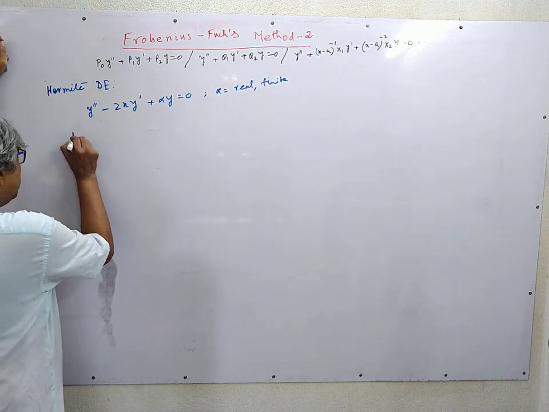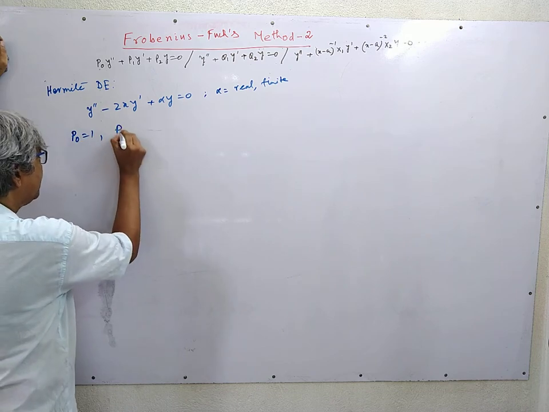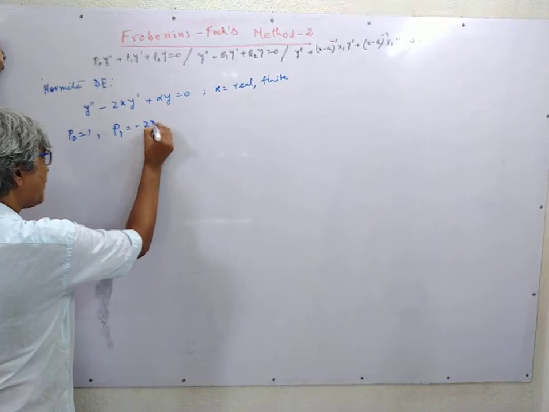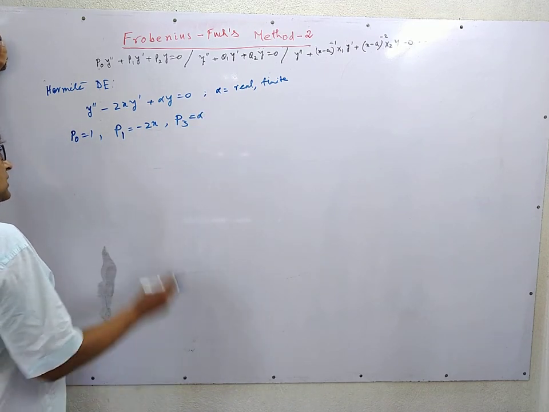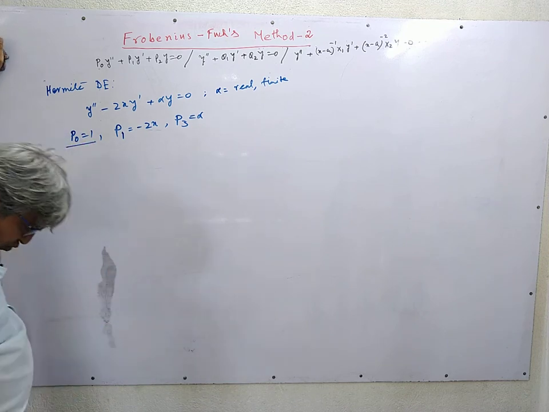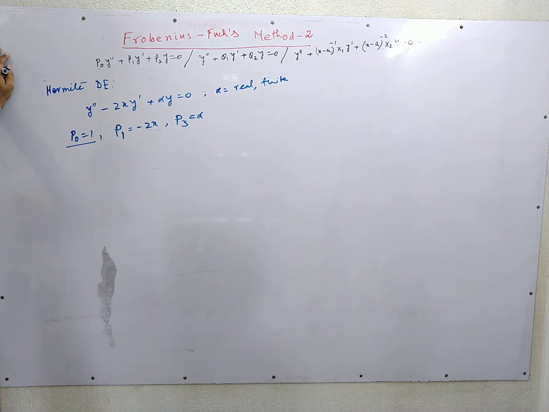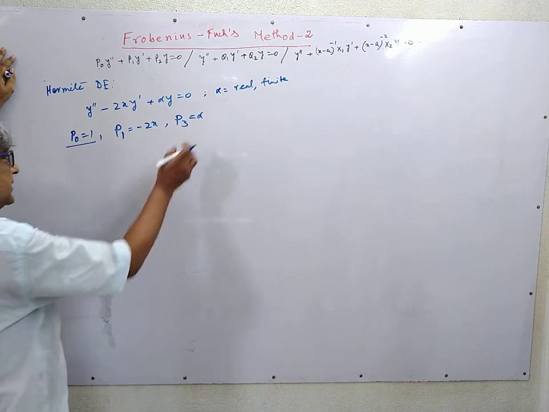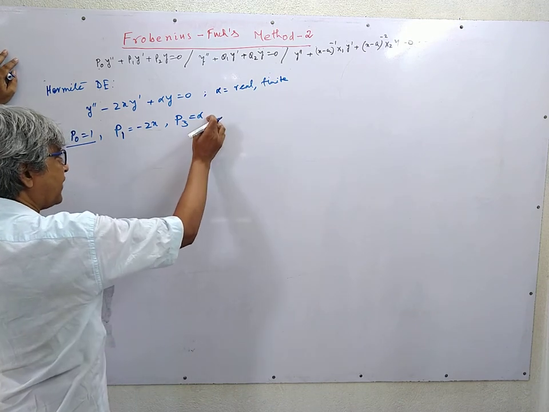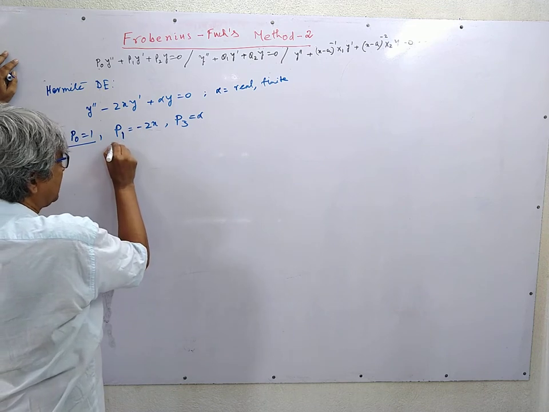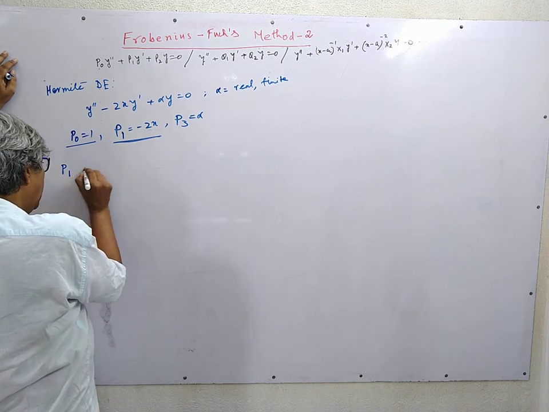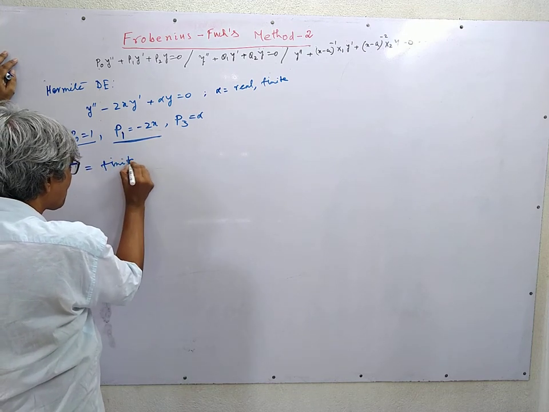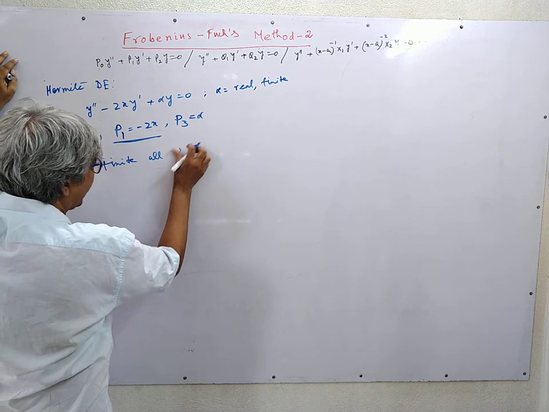Now here we see that P0 is equal to 1, P1 is equal to minus 2x, and P2 is alpha. Since P0 is a constant equal to 1, there is no scope of P0 being 0. The only other scope is that alpha is finite, so P2 is finite. Only the singularity analysis needs attention on P1. So we see that P1 is finite for all finite x.